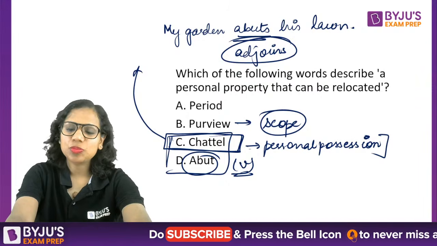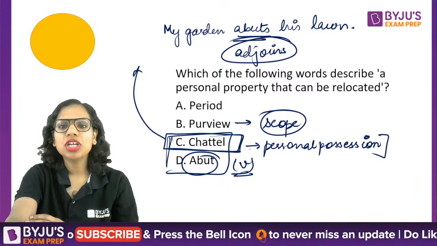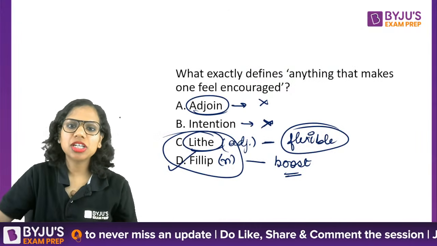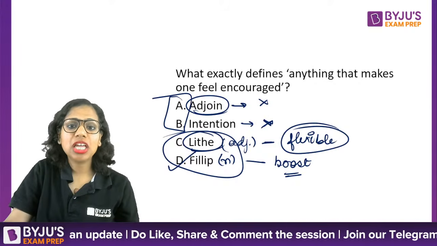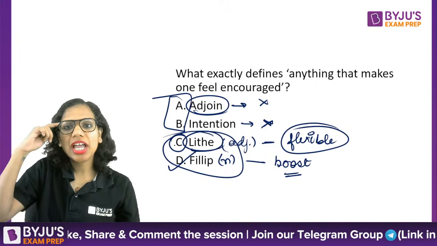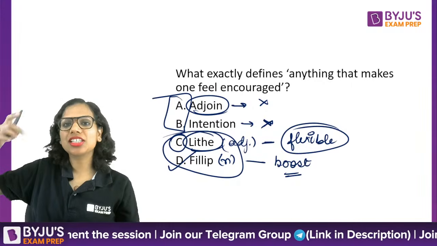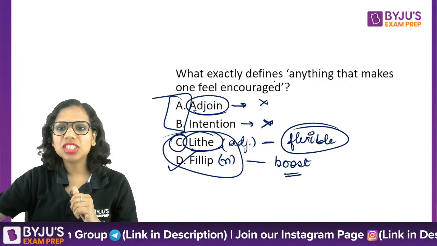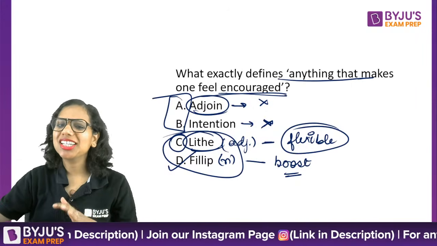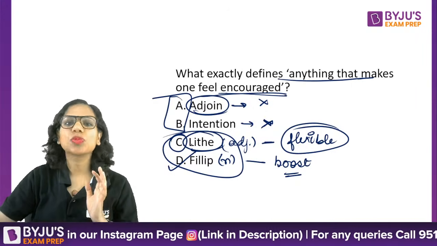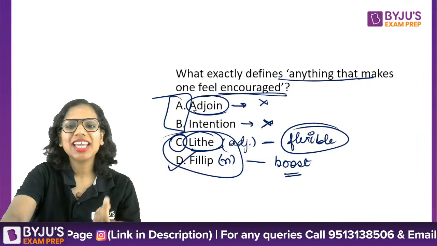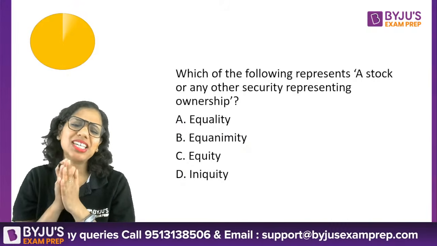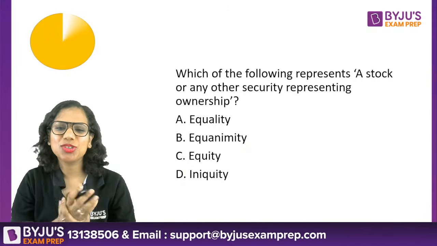All right. So yes, please do this, that whenever you are able to eliminate as much as you can. For instance, here adjoin and intention easily eliminable. Now, when it comes to C and D, I again recall that I have heard lithe in such a context when we talk about people's bodies, let's say lithe body. So this cannot be really related to lithe. So D has to be the answer. So this is how you can eliminate, right? Okay, very easy question. I just wanted to teach you some terms here.